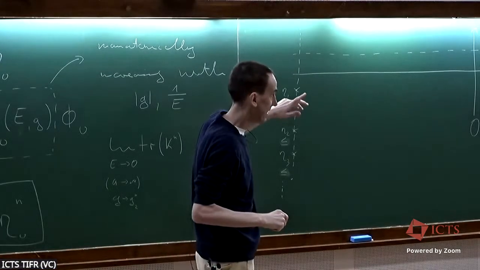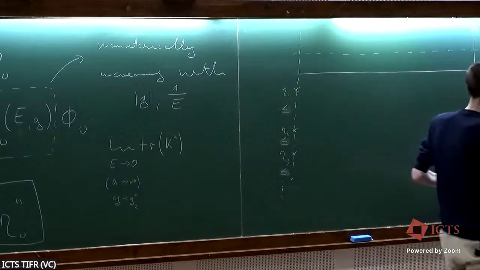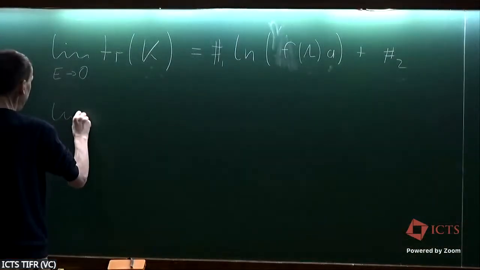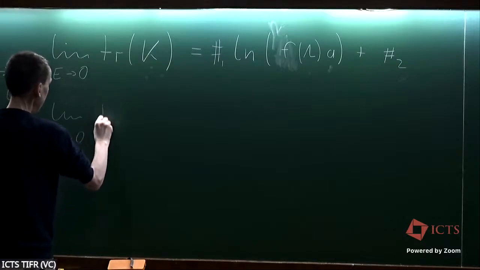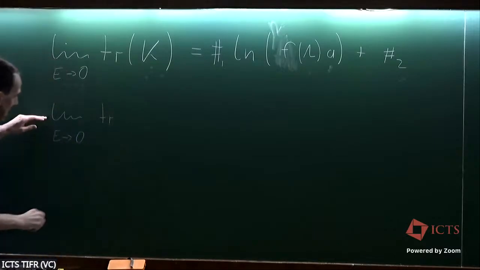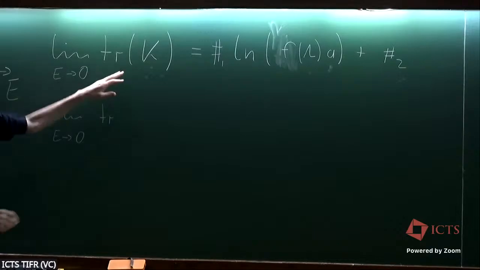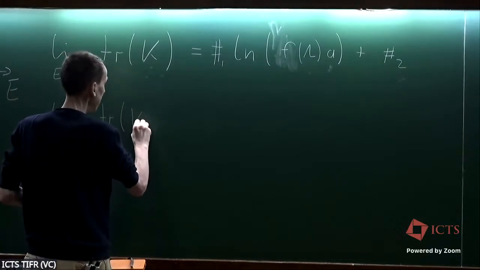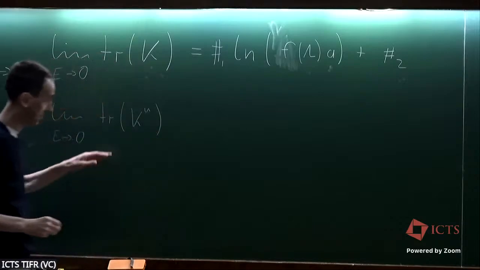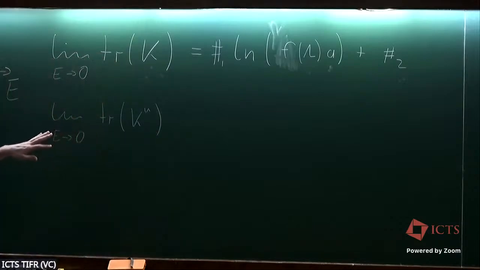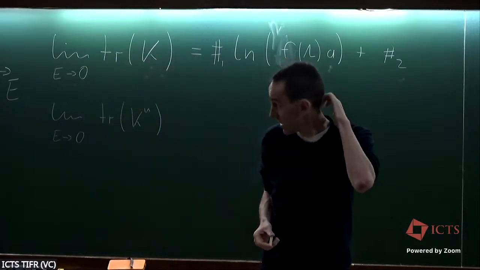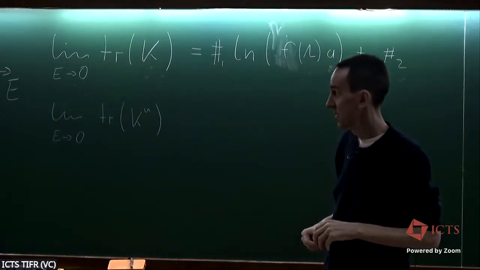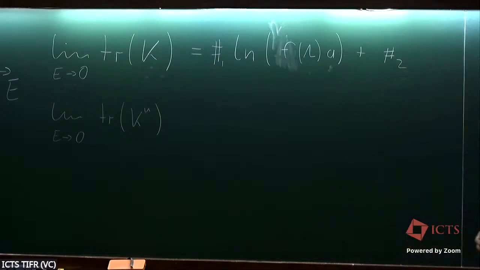For that, there is something much more intriguing. What is happening, namely, if you analyze the limit E going to 0, not of the trace of the nth power of the kernel. So that is something which is important intuitively. So what was this kernel we looked at last time?